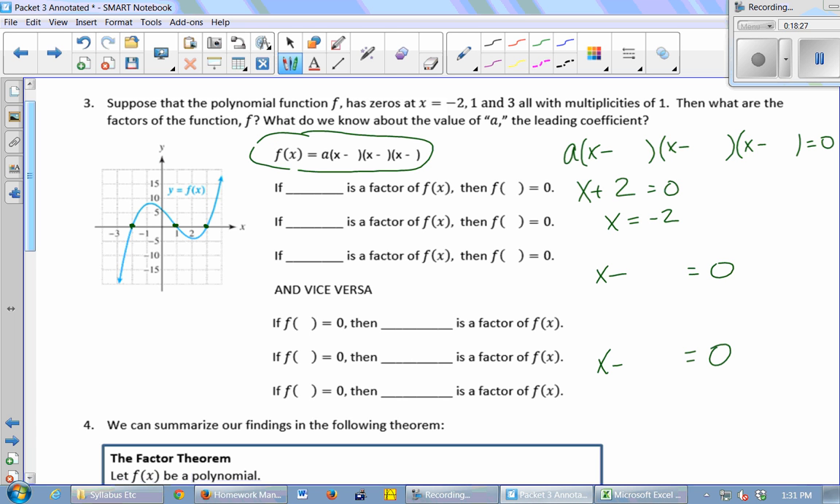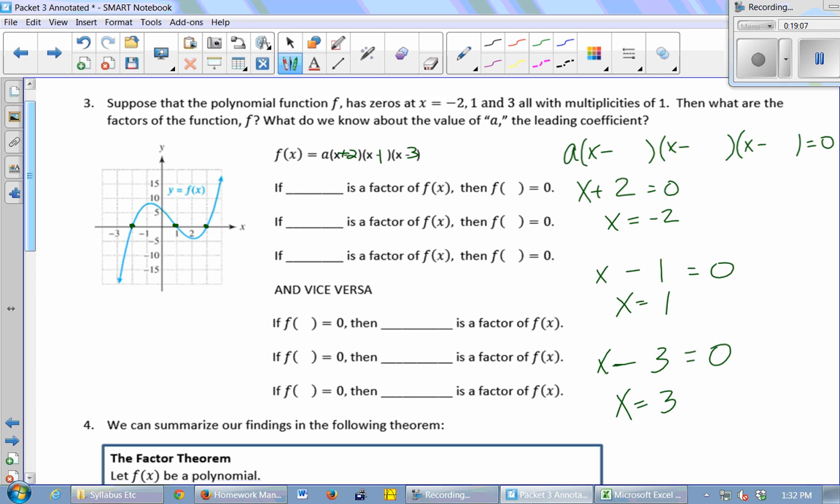All right, what does my factor have to be in order to get x equals 1 as a 0? No. Minus 1. x minus 1, right? And then you'd add 1 to both sides, and you get x equals 1. And then my last 0 is at 3, x equals 3, which means this had to be x minus 3. Right? So those are the factors of my polynomial. Oh, sorry, that was x plus 2. x plus 2, x minus 1, and x minus 3.